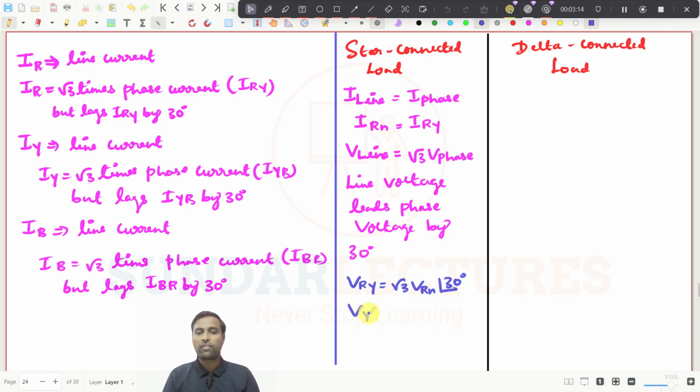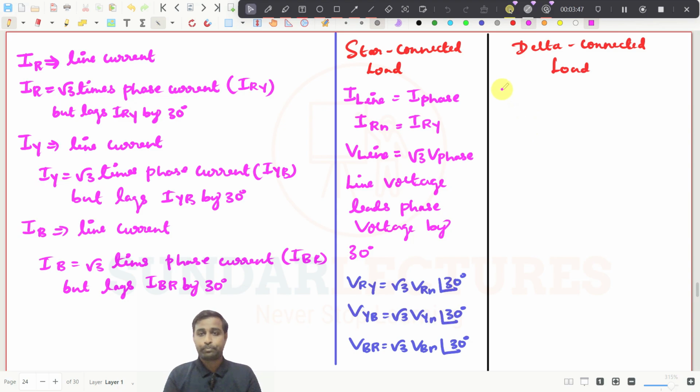Like that, for VYB it will be root 3 times VYN, which also leads by 30 degrees. And for VBR, that is also root 3 times VBN, and it leads by 30 degrees. Try to understand. I am saying that with respect to this phase voltage, this line voltage will lead by 30 degrees, right? That is why I'm writing like this.